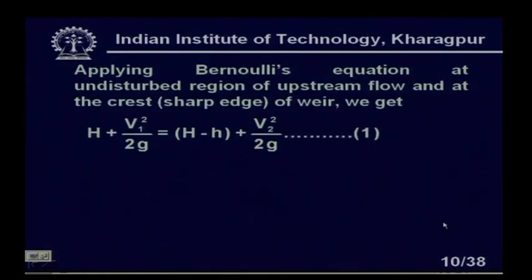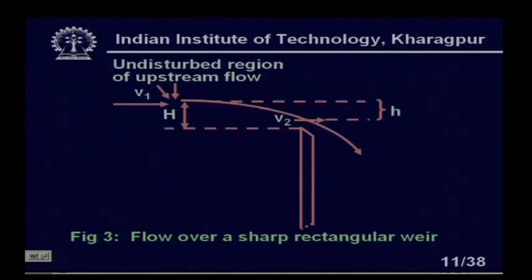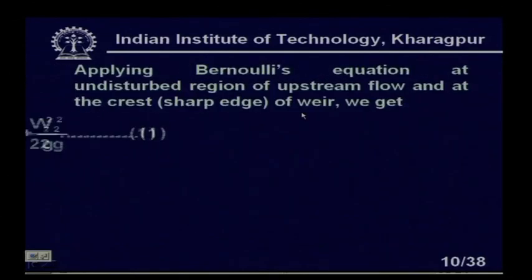Now, if I apply Bernoulli's equation at the undisturbed region of the upstream flow and at the crest, that means the sharp edge of the weir, we can immediately write H plus V1 squared by 2g equals H minus h plus V2 squared by 2g, is it not? Because if I take the datum level, the height is H minus small h. At this position V2 exists, so taking this as the datum level, we have H height plus V1 squared by 2g, and at this one V2 squared by 2g plus H minus h, where V2 exists. So I can write this equation.